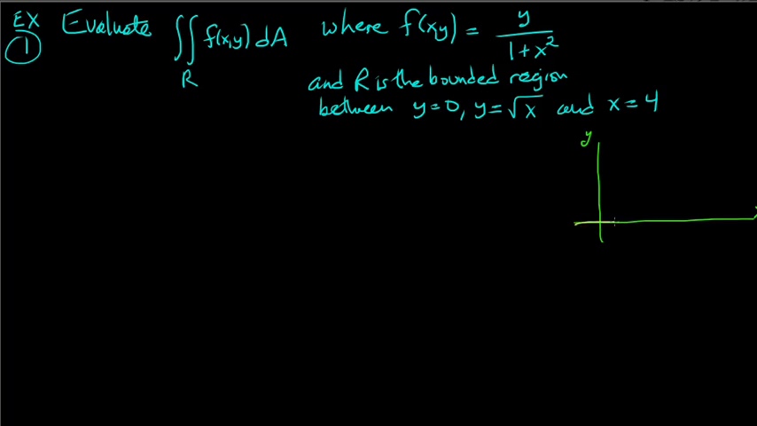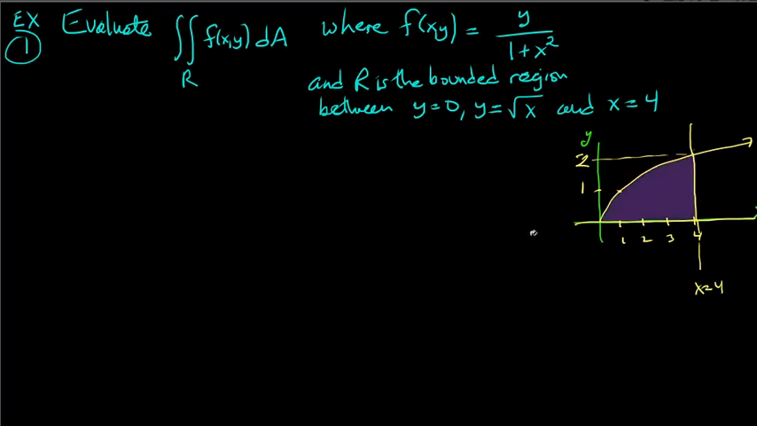So y equals 0 is the x-axis. y equals square root of x, we know what that looks like. And x equals, let's say, 1, 2, 3, and 4. I hope that's right. 1, and then this is 2 already, so I think I'm a little bit off here. Yep, that's 1, and then this is 2. Perfect. So here's x equals 4. So I think we have our bounded region. It's this here. So this is what we're calling R. So this is the region R.